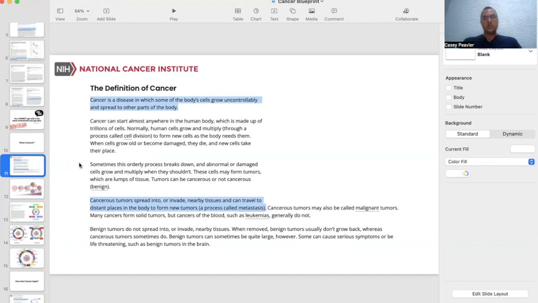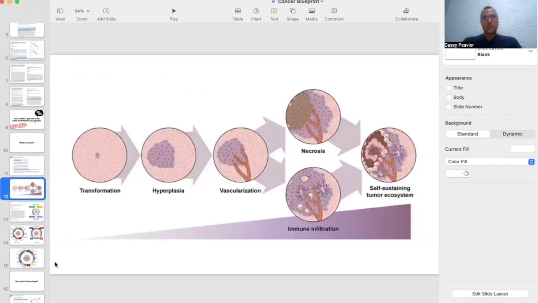a process called metastases. And this is a graphical representation of what that process looks like, from initiation and transformation here to hyperplasia, where it grows uncontrollably and then starts to recruit new blood vessels to the area. That's called angiogenesis. And then ultimately, it has to find a happy medium between enough blood supply that doesn't cause necrosis, or death of those cells, and being able to invade and kind of trick the immune system so it can't be killed, to form a self-sustaining tumor ecosystem.